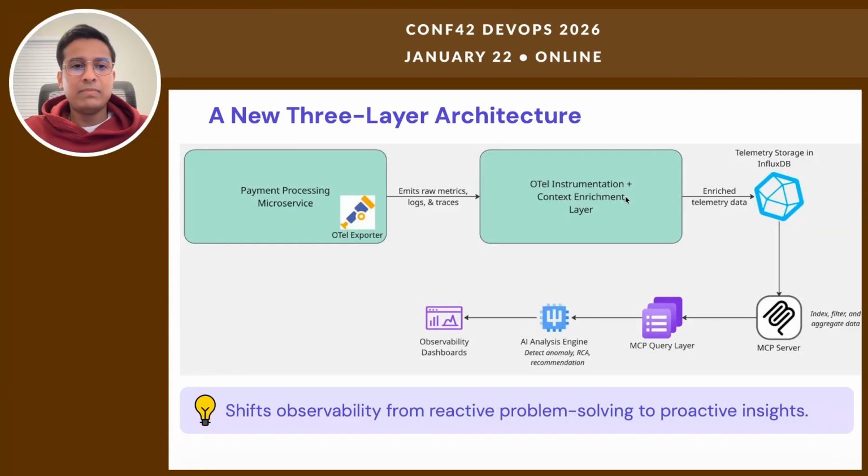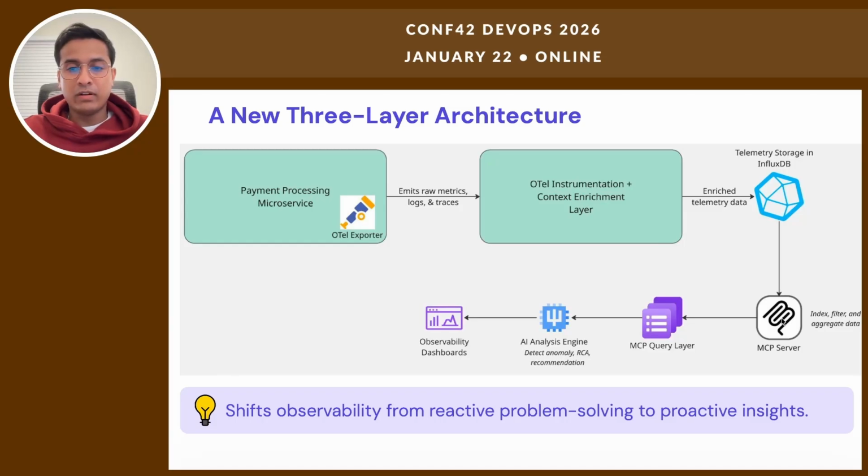This essentially can be called a three-layer architecture. Here I have shown a payments processing microservice. It could be any microservice or also a monolith, but it's here for easier understanding. We have an OpenTelemetry exporter that emits raw metrics, logs, and traces. Then it goes into the service that does the OTel instrumentation and the context enrichment, which is the second box. And then the enriched telemetry is stored into, say, a telemetry storage like InfluxDB or Prometheus.